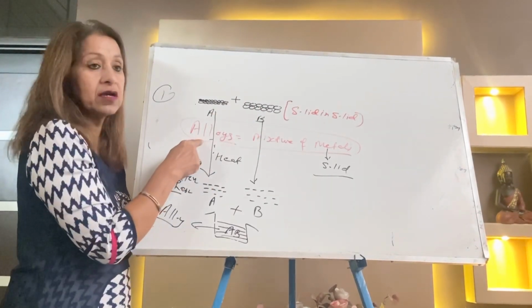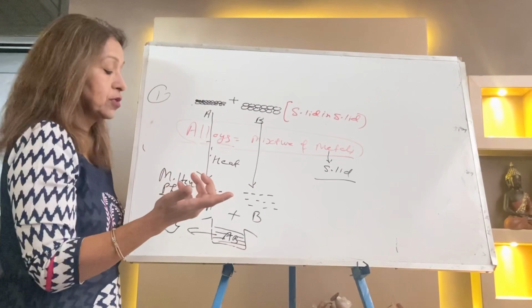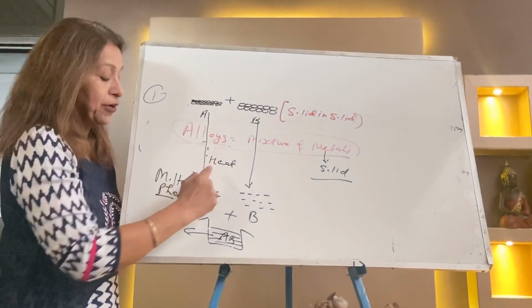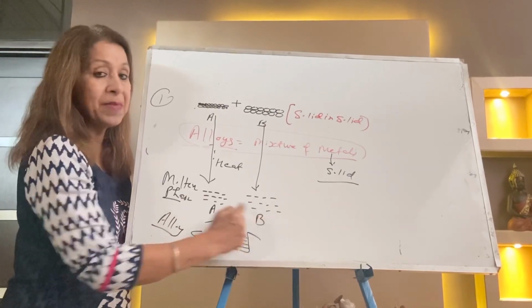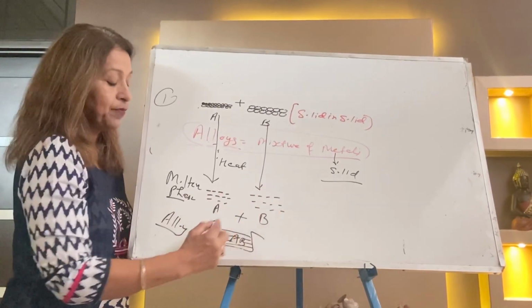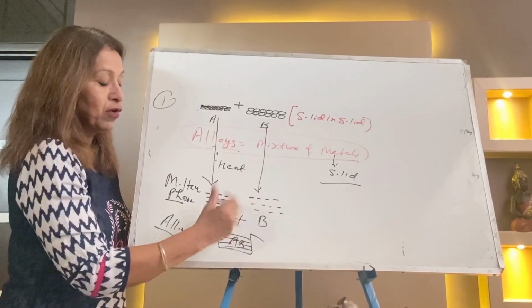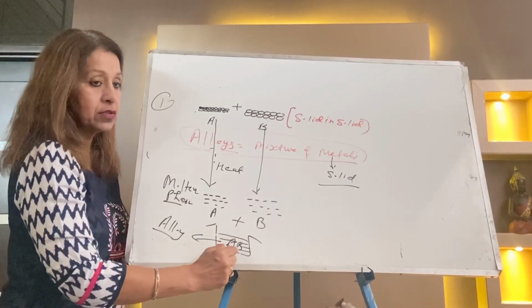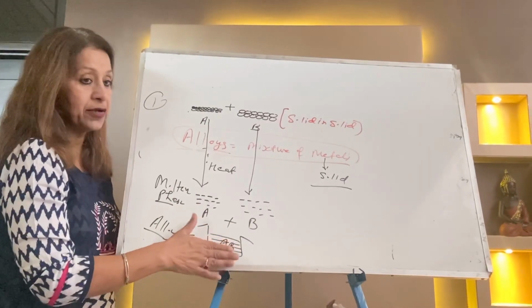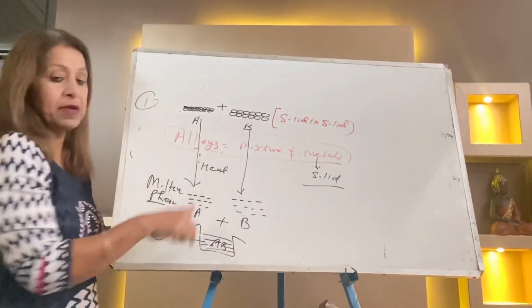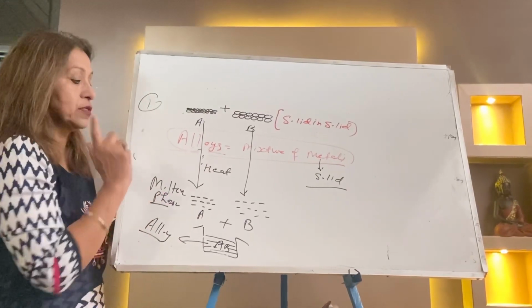But alloys exist. Then how is an alloy formed? The answer is by heating, converting into the molten state. Molten means melted, and after that you can mix. When you mix, AB is formed. Now you cool it down and it gets solidified. It is an alloy. In this way, you can make alloys.